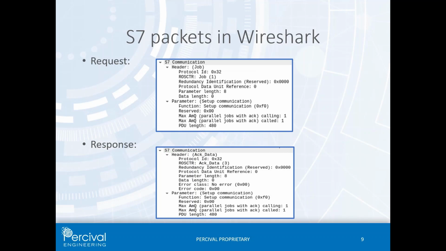Also notice that the acknowledgement packet's header has additional fields to account for any errors that are being returned to the client. If a request is sent and something goes wrong, the PLC will tell the client that something went wrong by populating these error fields.